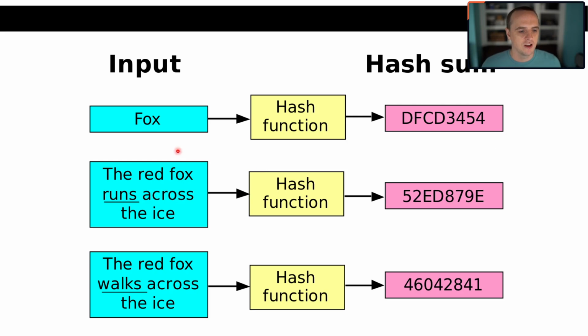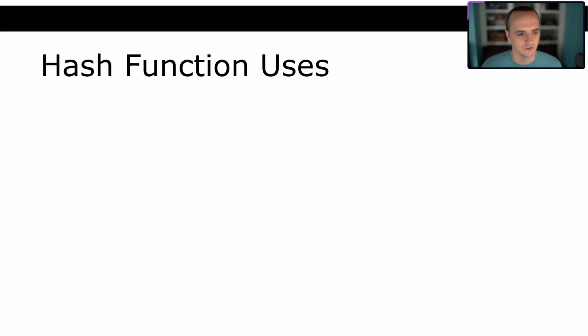And we can see here that for some hash functions, like for example, this string here says the red fox runs across the ice, and this one says the red fox walks across the ice. For some hash functions, these two strings are quite similar, but they produced vastly different outputs. Okay, and some hash functions, we will want that property where small differences in the inputs produce big differences in the output. And sometimes we won't want that property. We will want small differences in the input to have small differences in the output. And that depends on the use case, as we'll see in the future.